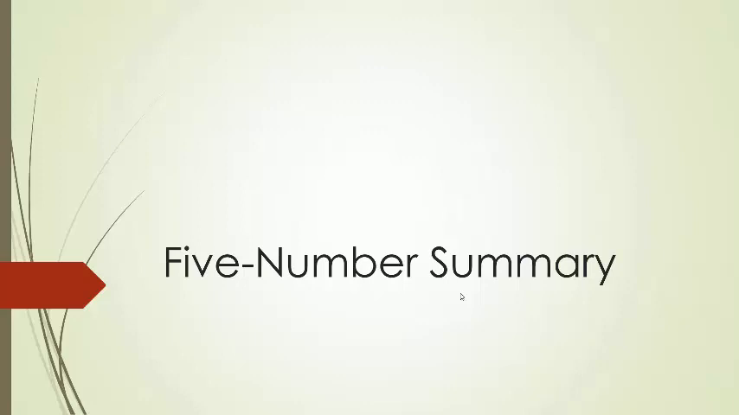In this lecture, we want to talk about in statistics what's called the Five-Number Summary. And then also we want to talk about the visual representation of this. The visual representation of what we call the Five-Number Summary is called a box plot, or sometimes referred to as a box and whisker plot.